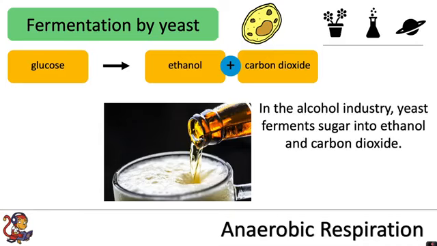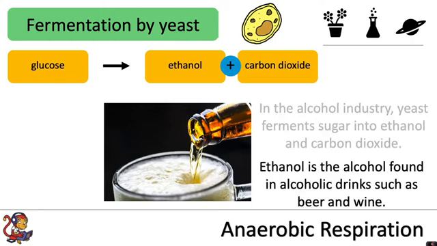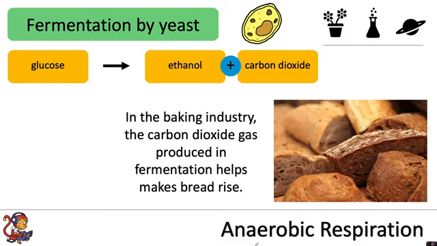In the alcohol industry, yeast ferments sugar into ethanol and carbon dioxide. Ethanol is the alcohol found in alcoholic drinks such as beer and wine. So this product here is particularly useful in the alcohol industry. In the baking industry, the carbon dioxide gas produced in fermentation helps make the bread rise.